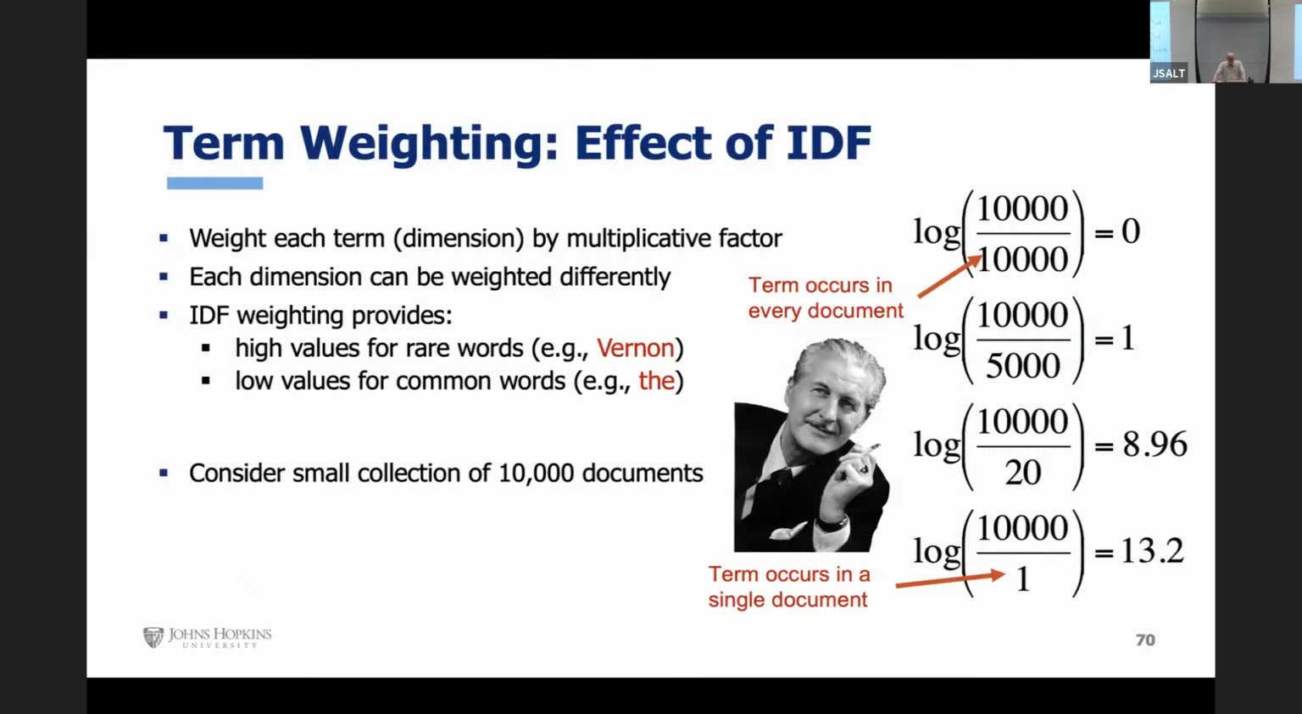So the effect of IDF is if you have a term that appears in every document, your IDF is going to be 0. Okay. If you have a term that occurs in only one document, the IDF is going to be very high, right? And in general, we want bigger IDFs. The bigger the IDF, the better the search term, except when you get down to the very tail there.